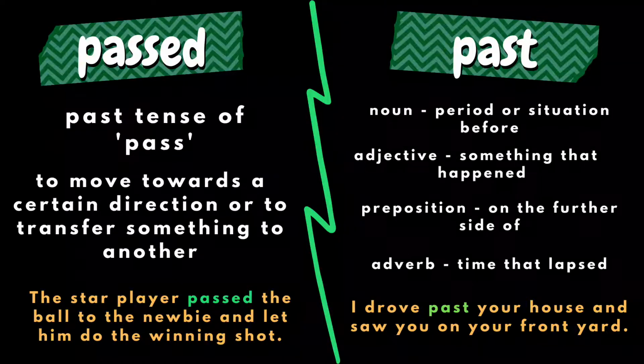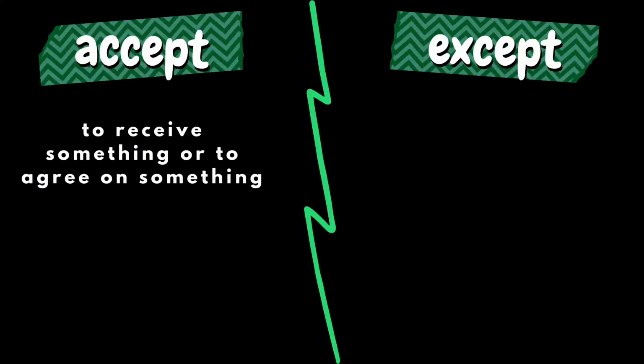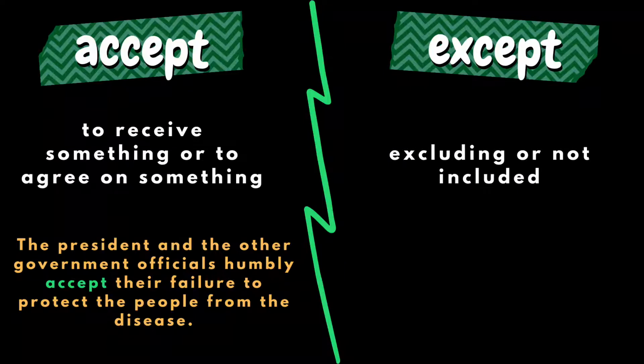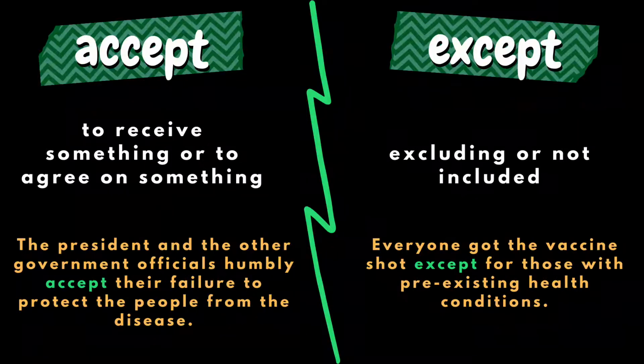The fourth pair is accept and except. The word accept means to receive something or to agree on something. Except, on the other hand, means excluding or not included. For example, the president and the other government officials humbly accept their failure to protect the people from the disease. Everyone got the vaccine shot except for those with pre-existing health conditions.